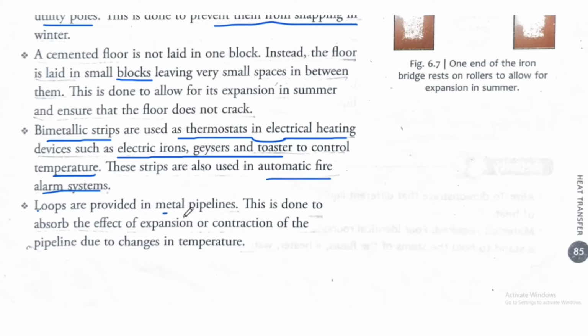Students, in metal pipelines, loops are provided, and these loops help the pipelines to adjust their increased size in summer and also their contraction in winter. Because in the loops, spaces are left at the joining places of the metal pipelines. So when the pipeline expands in size, it can adjust its increased size, and also when it contracts in winter, these loops help to adjust the contraction, and this way no damage occurs to the pipeline.